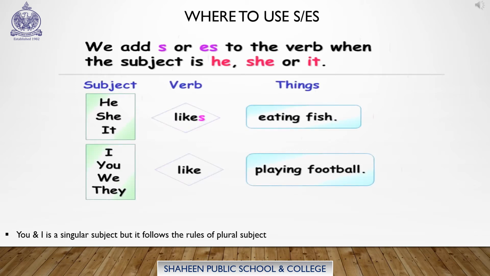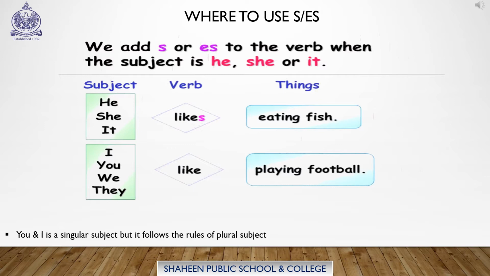Where to use s or es? Whenever we are using any singular subject like he, she, it, with these singular subjects we will use s or es with verb, like he likes eating fish, she likes eating fish, it likes eating fish. Here he, she and it is a singular subject. That's why we are using s or es with the verb.